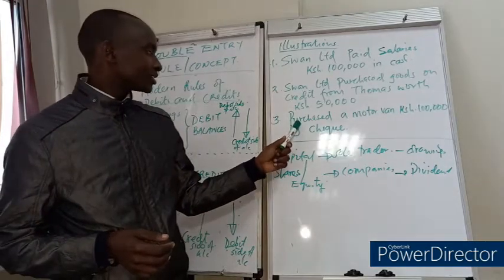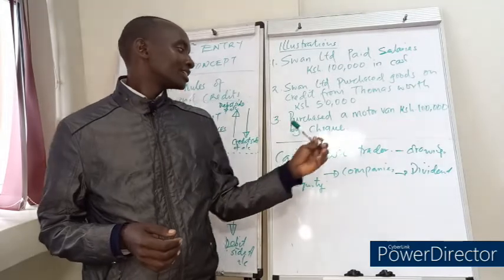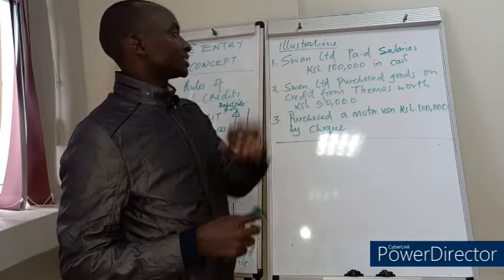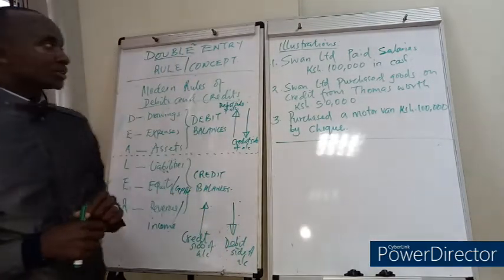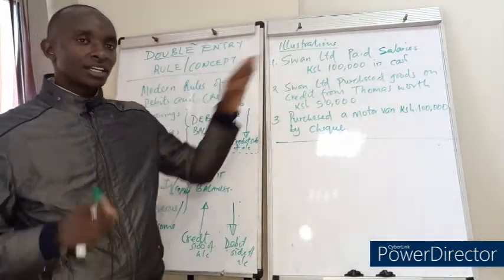And then illustration number 3, purchased a motor vehicle worth 100,000 shillings by check. Swan Limited paid salaries Kenya shillings 100,000. So it's also important, before we handle these illustrations, let me tell you this.